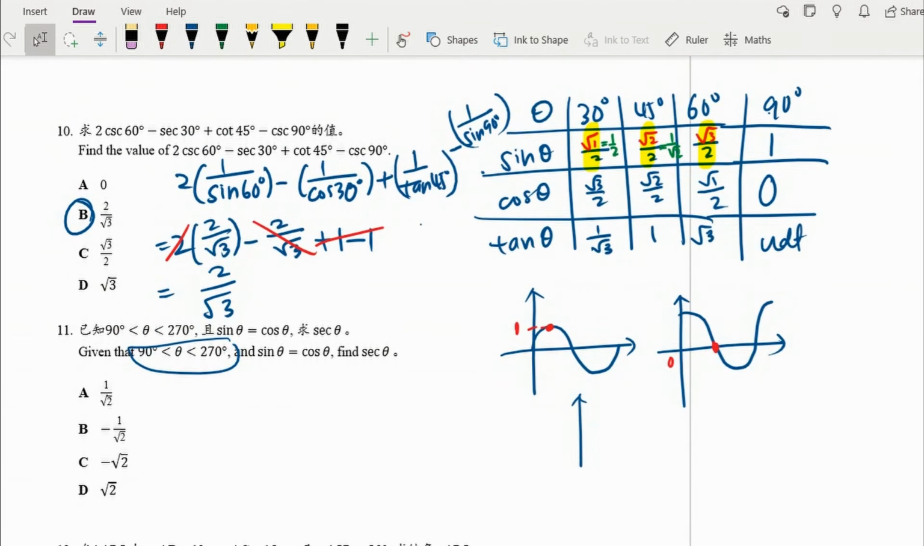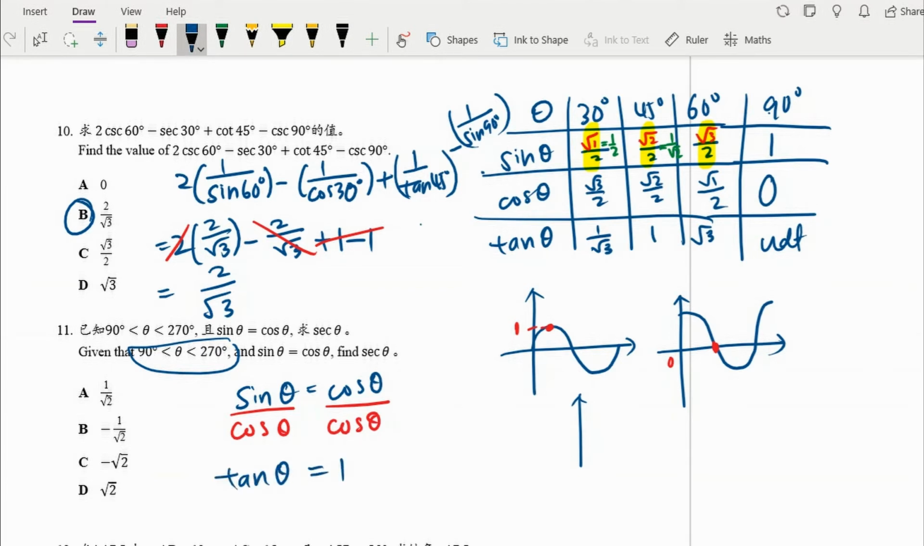Again, refer to this table. Your theta is between 90 and 270. Okay, this is much faster. Sine theta equals cos theta. Now you divide both sides by cos theta. I hope this works, I'm not sure. So it's tangent theta equals 1.